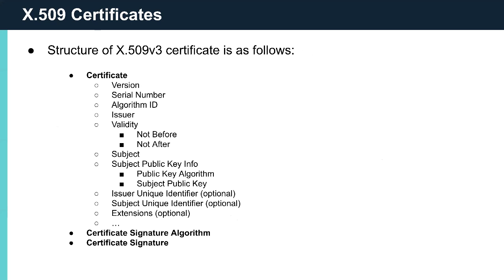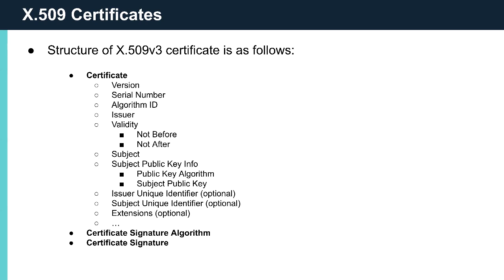This is the structure of an X509 version 3 certificate. So you're going to start out and have a version number, which will be 3 for version 3, a serial number of the certificate, the algorithm identifier, an issuer, so that's who has signed the certificate or issued it, the validity period, which starts with a not before date and goes to a not after date, the subject information, which is information about the peer represented in this certificate, subject public key information, including the public key algorithm and the subject public key.